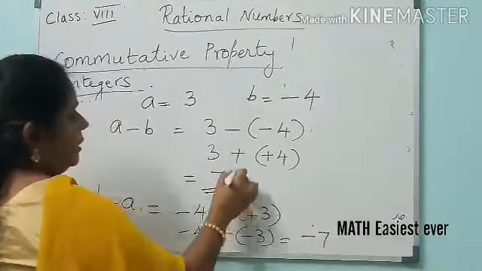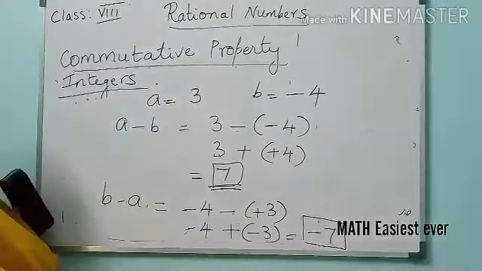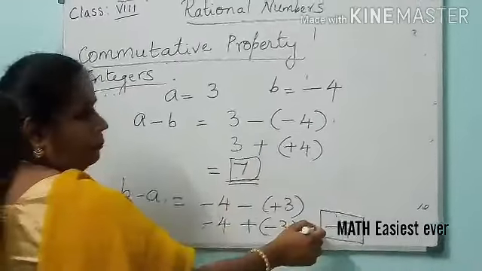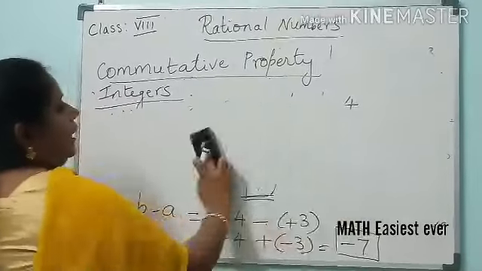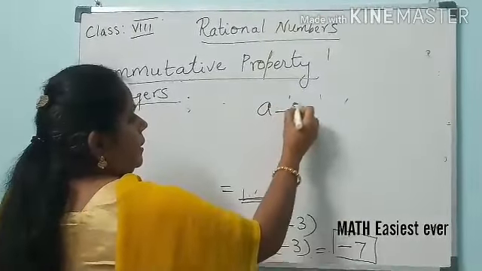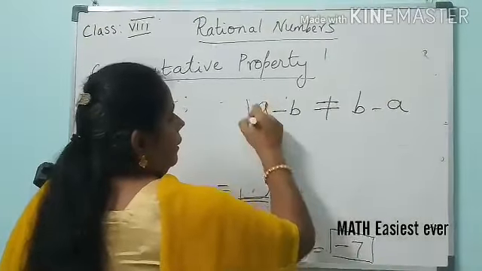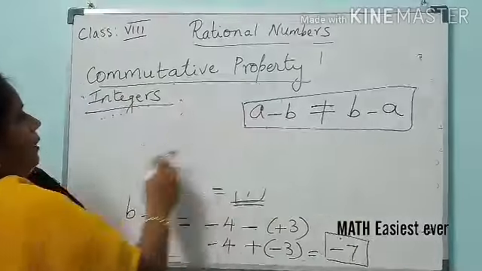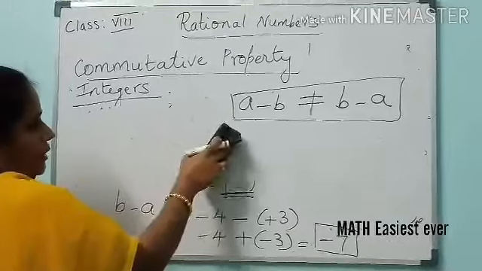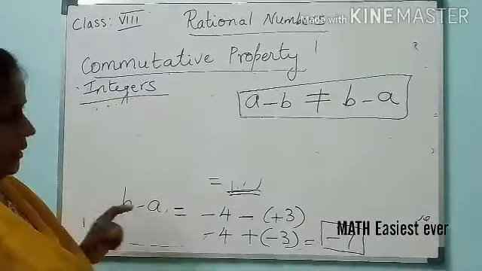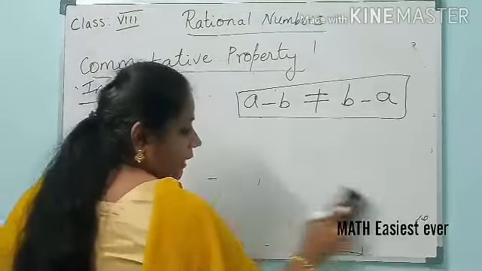So what is the answer here? It's plus 7. What is the answer here? It's minus 7. Are they both the same? No. So what does that mean? Which shows that A minus B is not equal to B minus A. Clear? So, the commutative property is not satisfied for subtraction under integers. Subtraction is not commutative for integers.